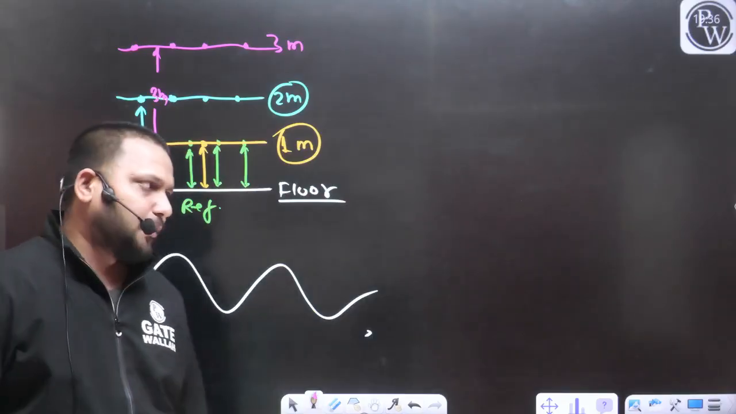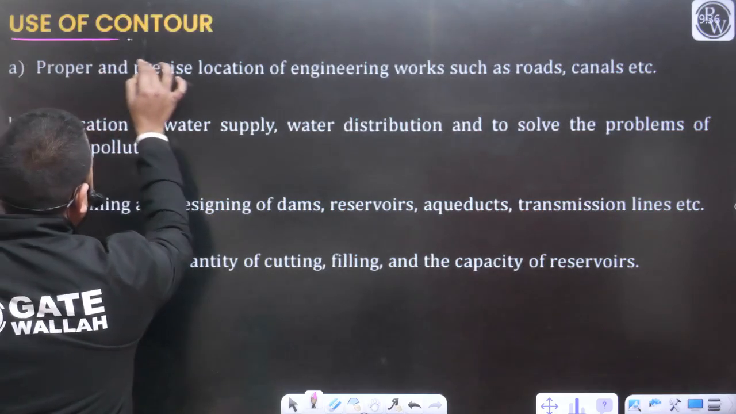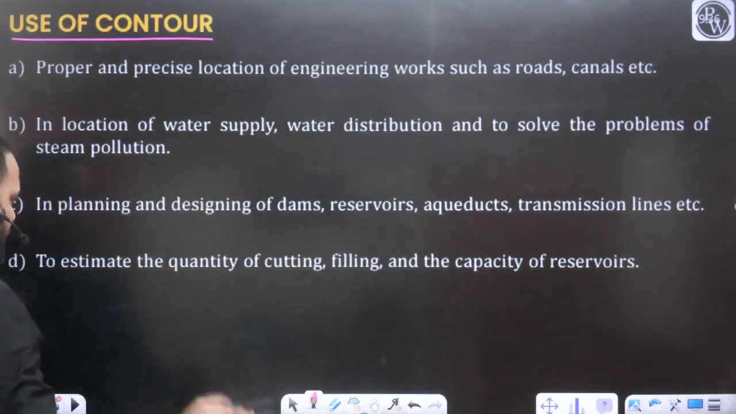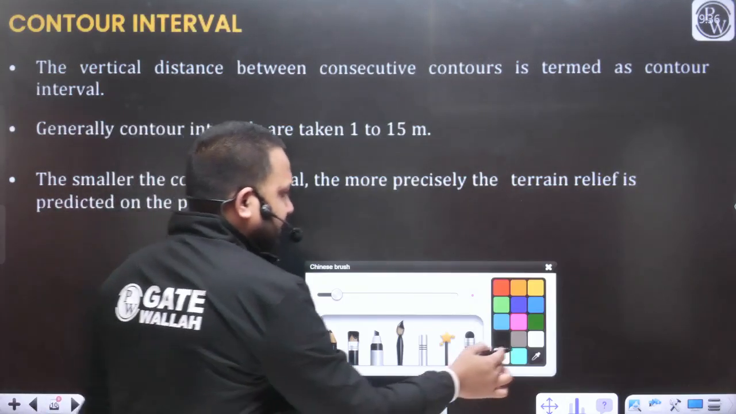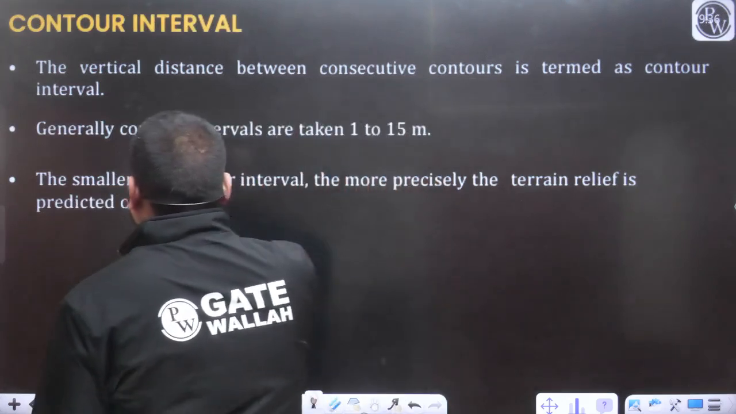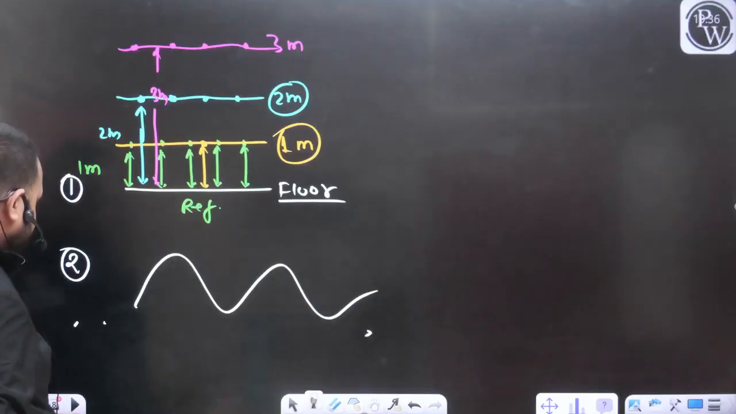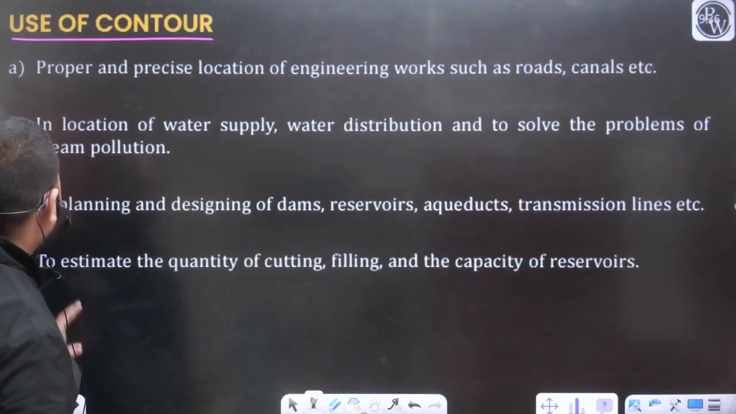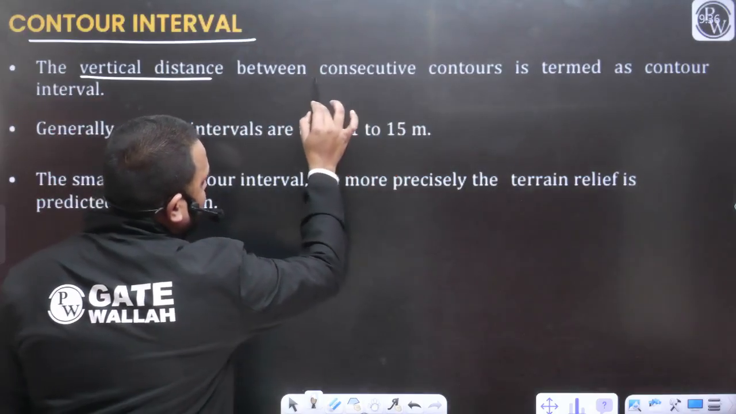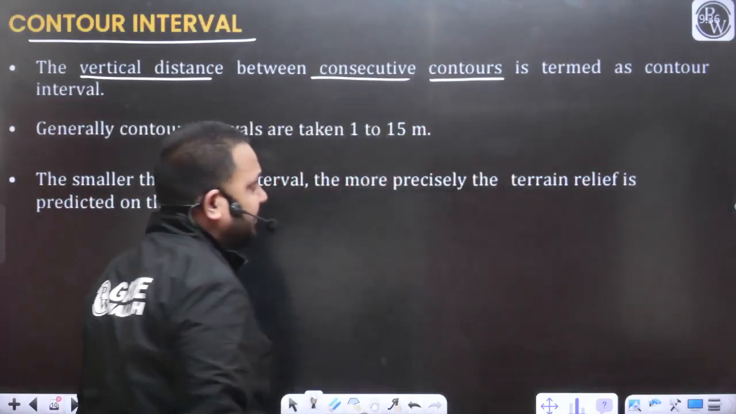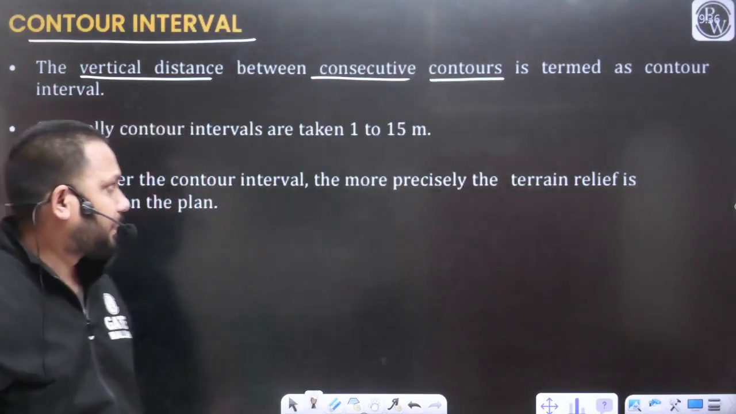The first important term is the contour interval. I have already discussed the uses of the contour, yes or no? Now we are going to discuss this terminology, the contour interval. Listen carefully. First understand what you mean by the contour interval. The vertical distance between two consecutive contours is termed the contour interval.